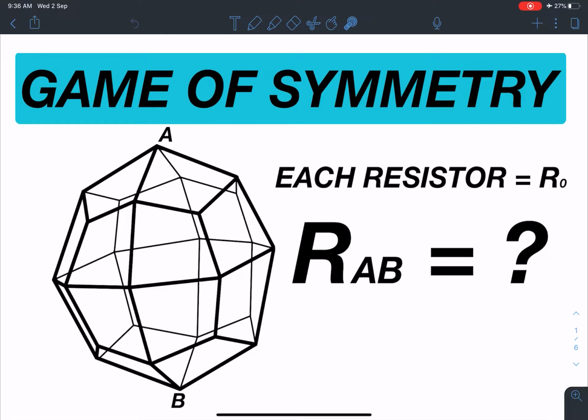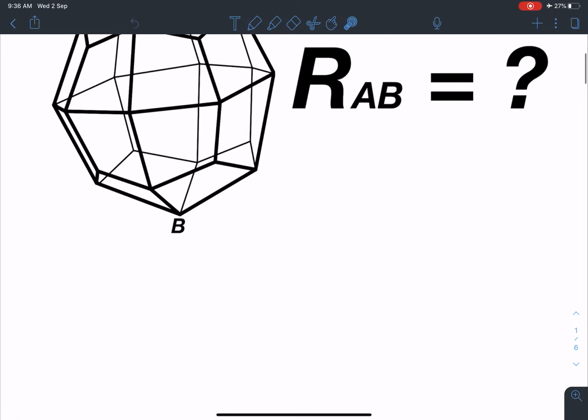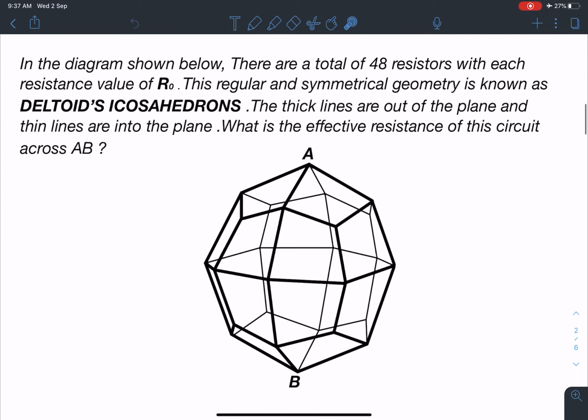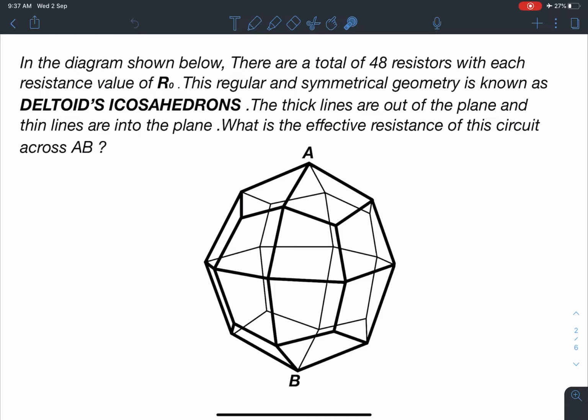This is Nitin here, and today I have come up with a very amazing problem, very interesting and very easy as well. So here is the statement of this problem. In the diagram shown below, there are a total of 48 resistors with each resistance value of R0. This regular and symmetrical geometry is known as deltoidal icositetrahedron. The thick lines are out of the plane and the thin lines are into the plane. What is the effective resistance of this circuit across AB?